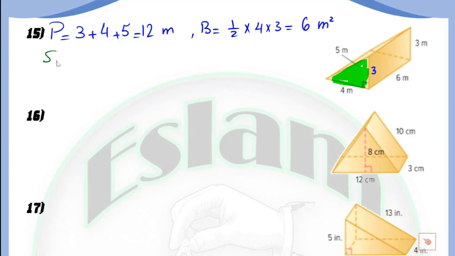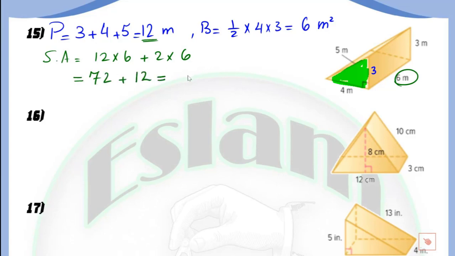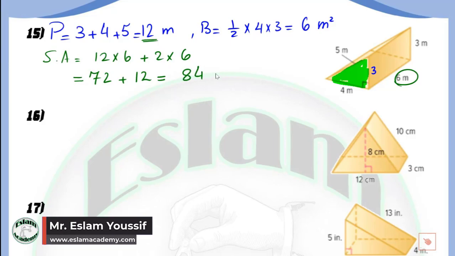Now we need to find the surface area. The surface area will be equal to the perimeter of the base multiplied by the height plus 2 times the area of the base, which is equal to 6. 12 times 6 equals 72, plus 2 times 6 will be equal to 12. By adding the two numbers, the answer will be equal to 84 square units. And that's how we can find the surface area of triangular and rectangular prisms.